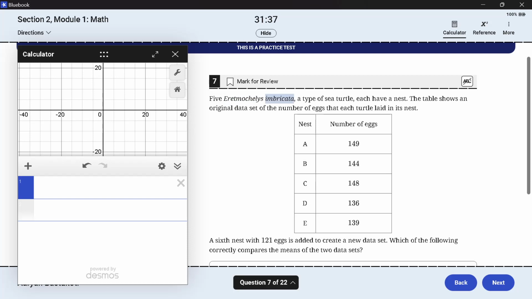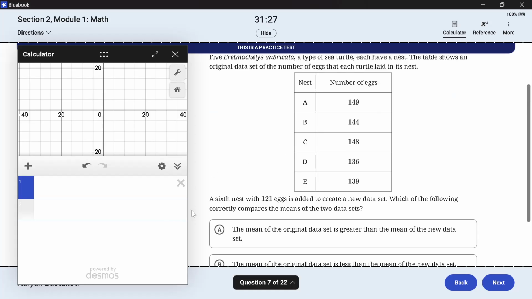Ertemochelys imbricata, a type of sea turtle, each have a nest. The table shows an original dataset of the number of eggs that each turtle laid in its nest. A sixth nest with 121 eggs is added to create a new dataset. Which of the following correctly compares the means of the two datasets? Okay, we are adding a new nest with a lesser number of eggs. So the mean will decrease.